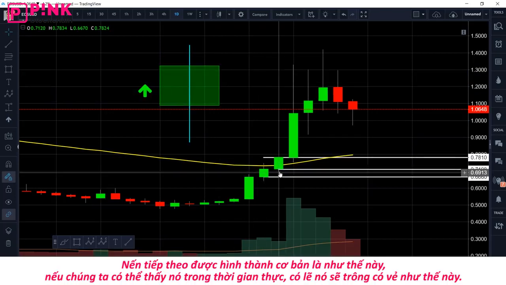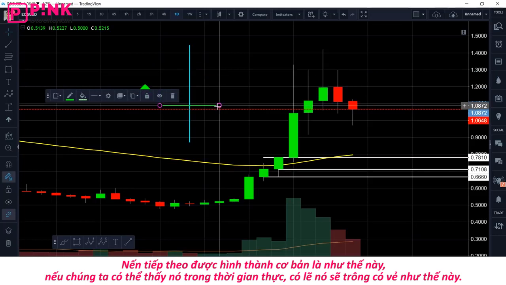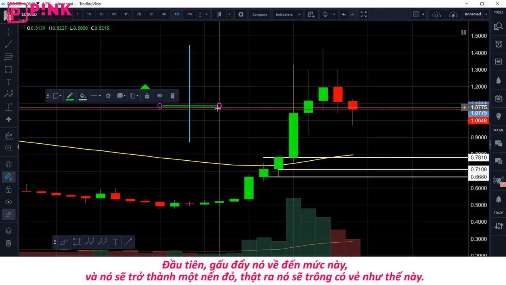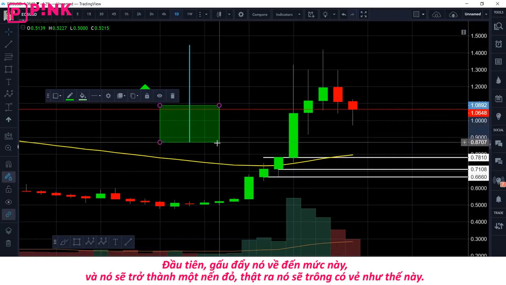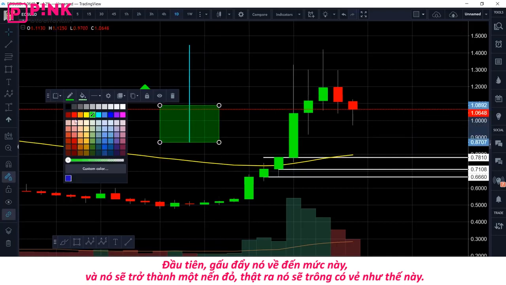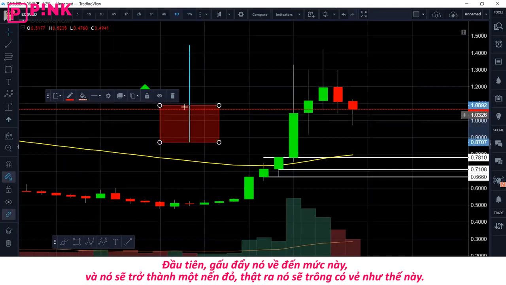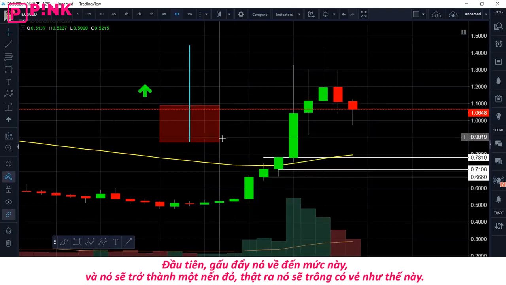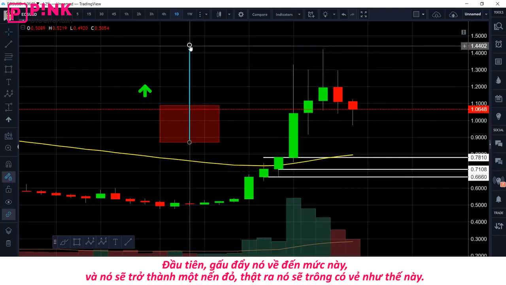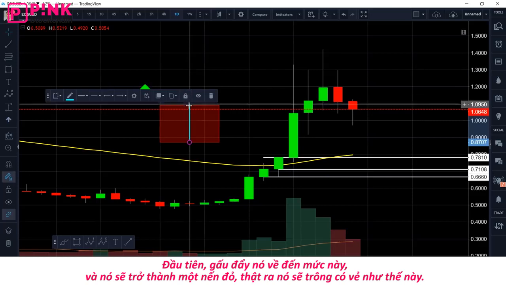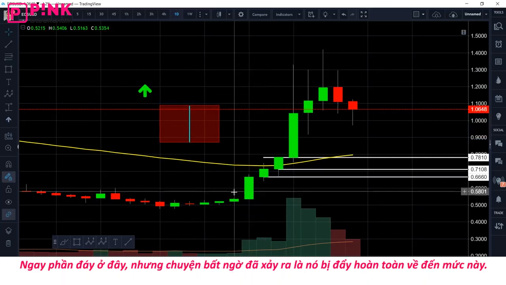Now the next candle that formed was basically like this. If we could see it in real time, it would have looked like this. So first of all, the bears pushed it all the way down here, and it would have actually been a nasty red candle like that for a little bit during the day. It would have looked exactly like this, actually. My bad, it would have looked like this first, right?